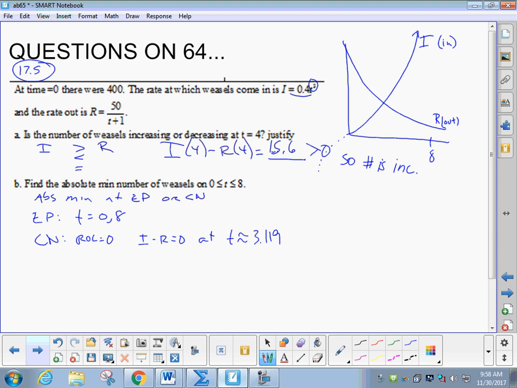So, I have 3 candidates: 0, 8, and 3.119. If you rule out the endpoints, I guess you can, but it's not easy to rule out endpoints. You have to say it really well. So as a rule of thumb, I generally don't. I just find the number of weasels in all cases and compare. So the number of weasels at time 0 is 400. The number of weasels at the endpoint, 8. How do I find the number of weasels given I have rates of change?